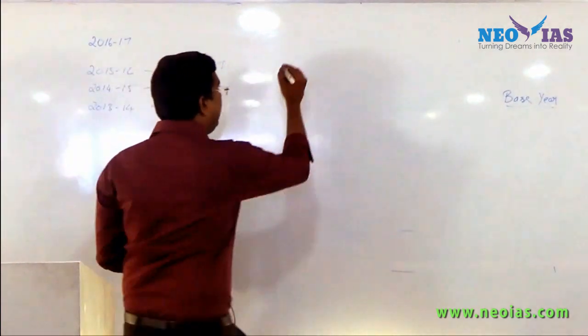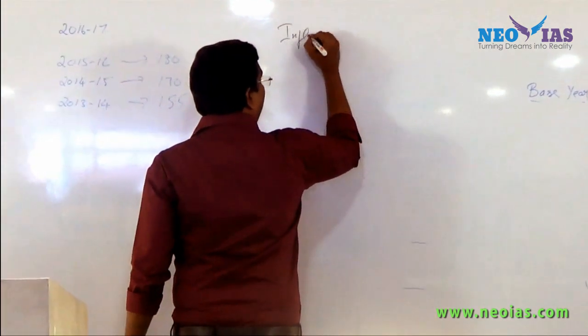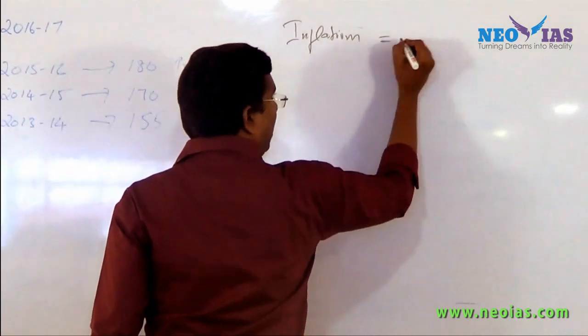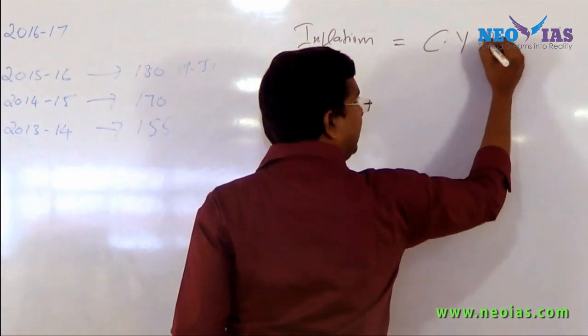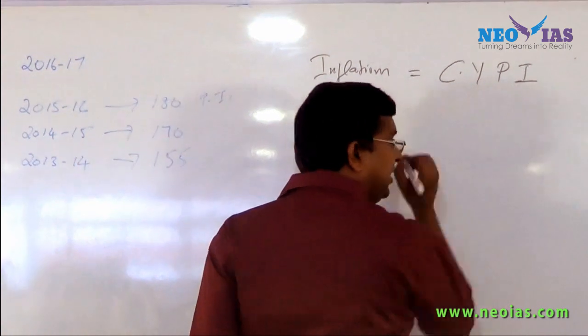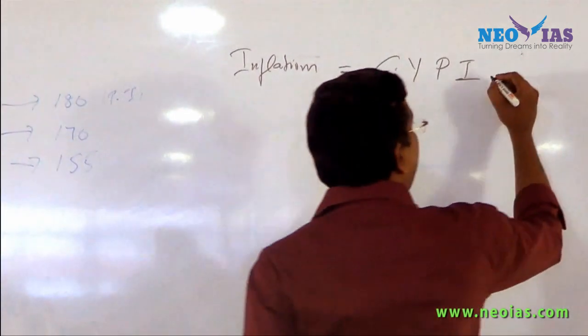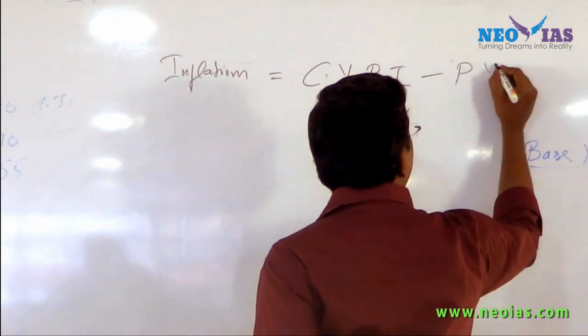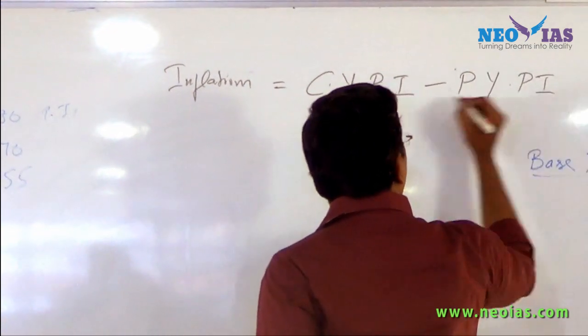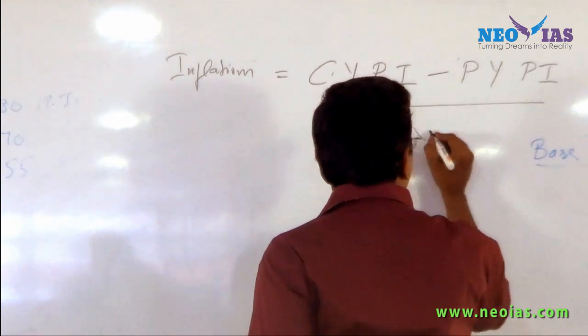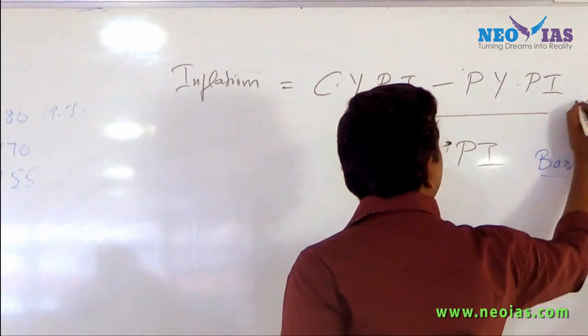this is key here. Inflation is measured in relation to the current year price index. So when we talk about India, it is month-wise. So for a particular month, current year price index minus previous year price index, divided by previous year price index, into 100.